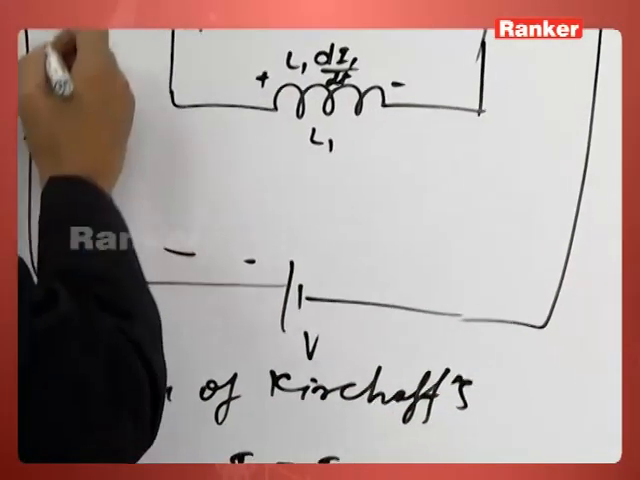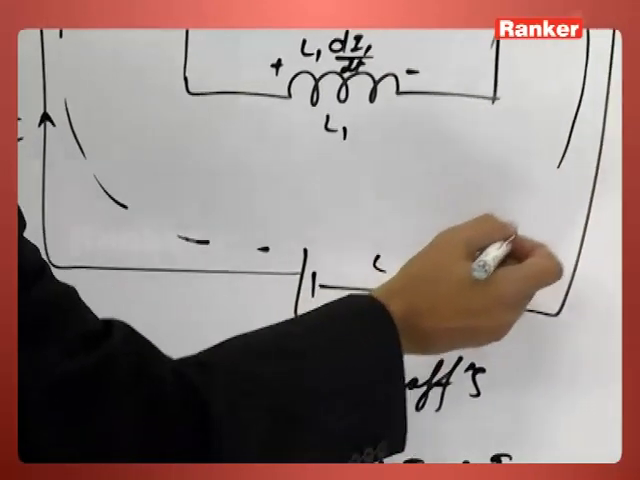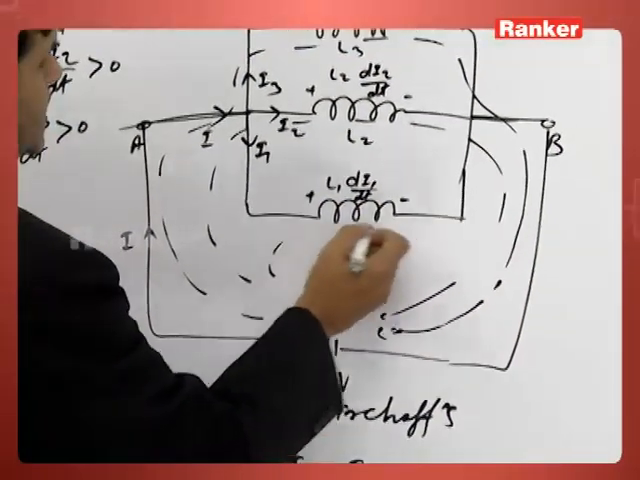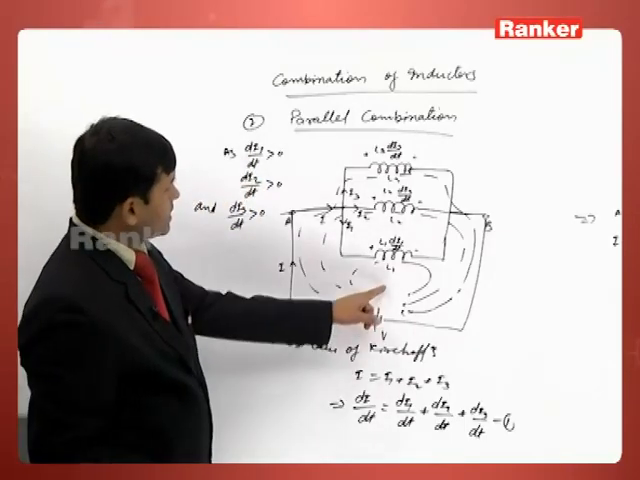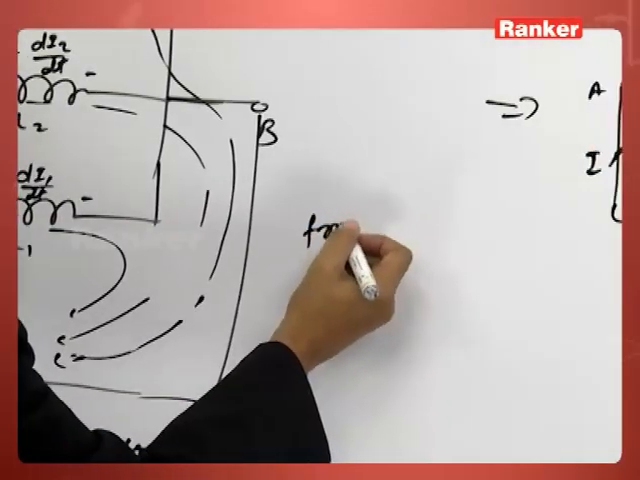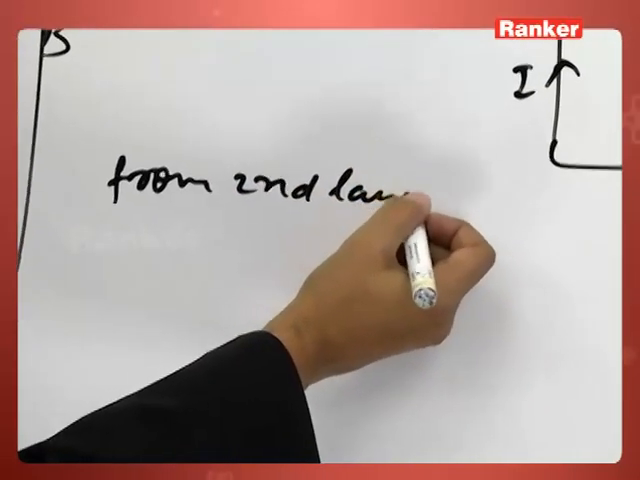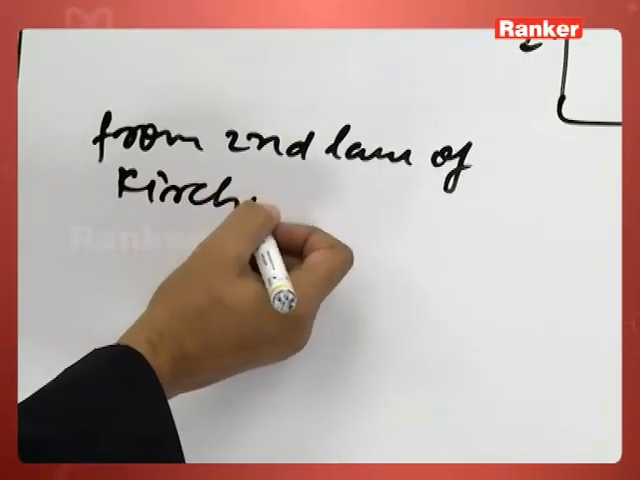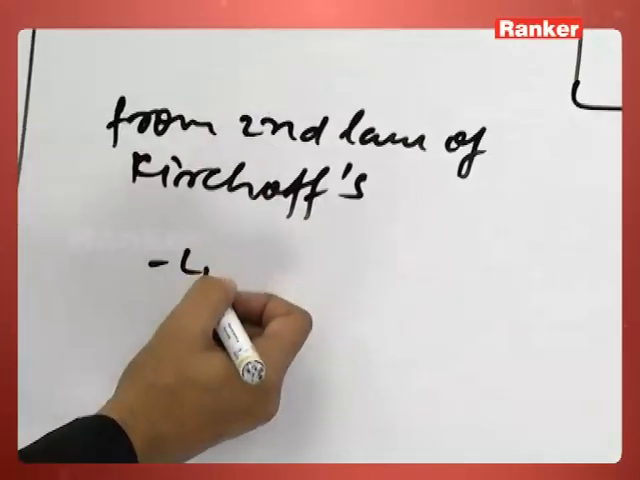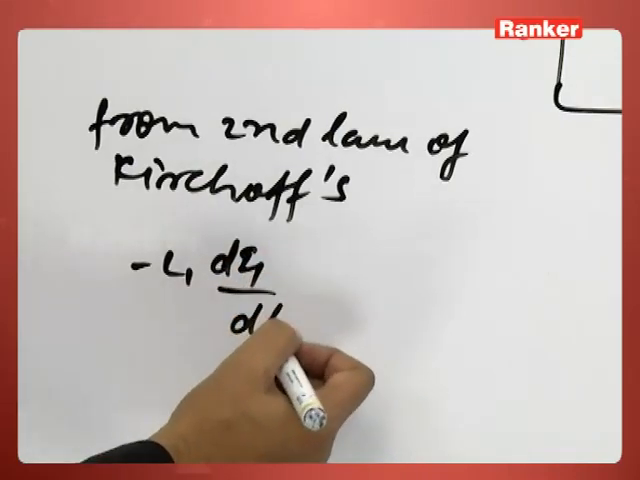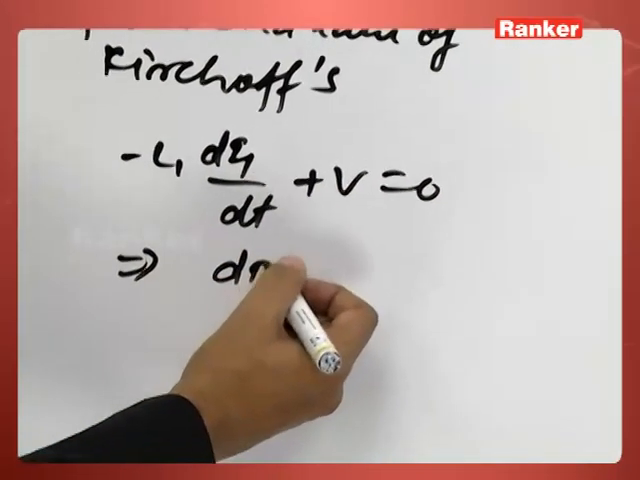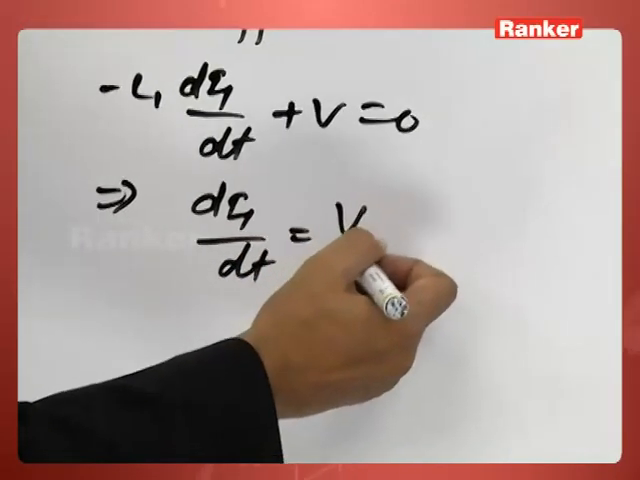If I am applying Kirchhoff's second law in, let's say, the outer loop, similarly we can apply it in the middle loop, then in the lower loop. So if we first apply it in the lower loop, from the second law of Kirchhoff, minus L1 di1/dt plus V is 0. So di1/dt is equal to V by L1.